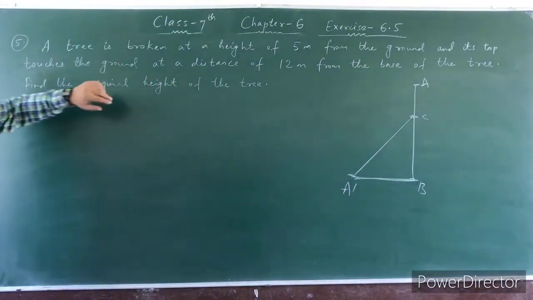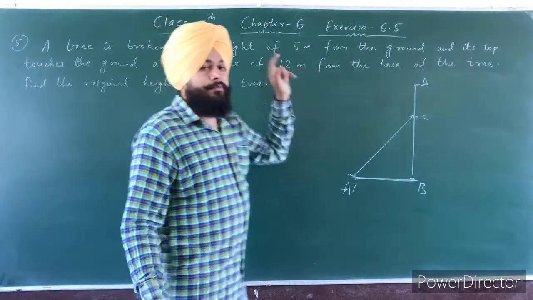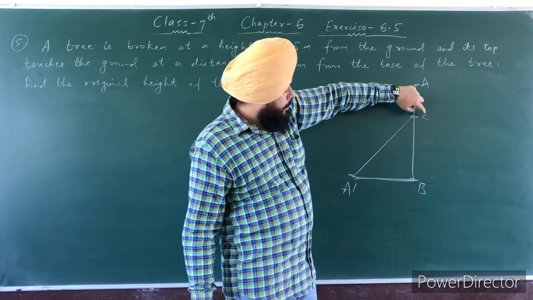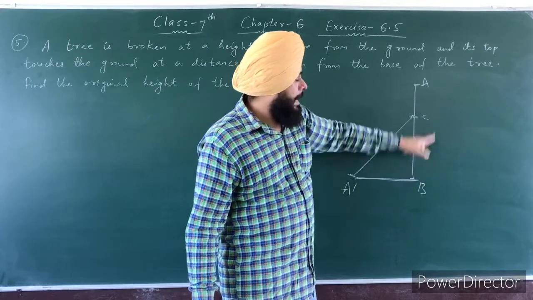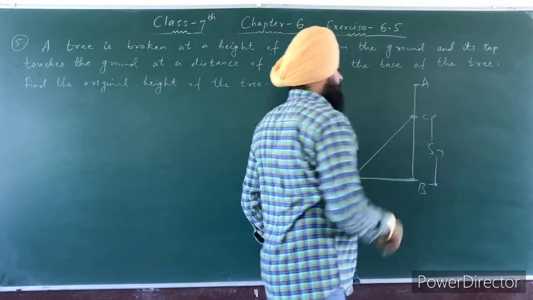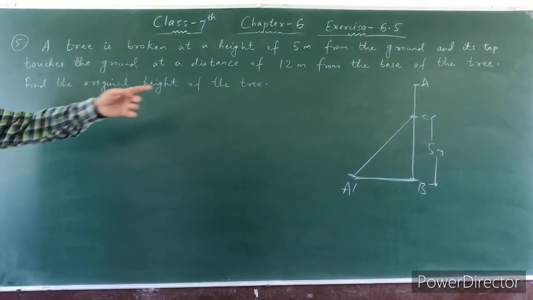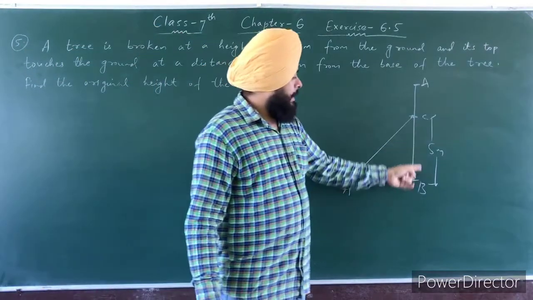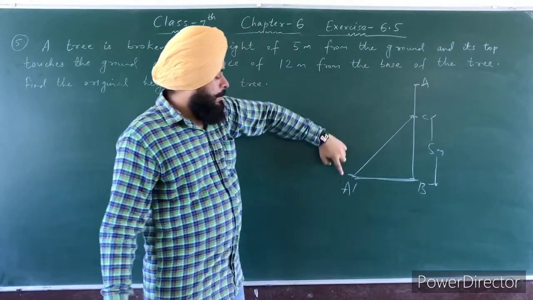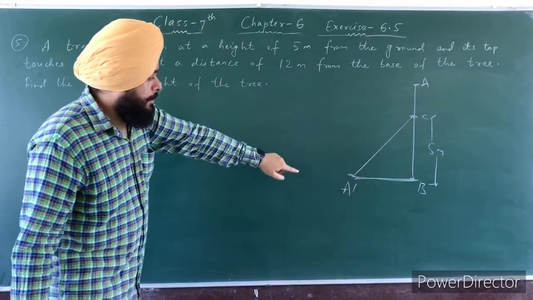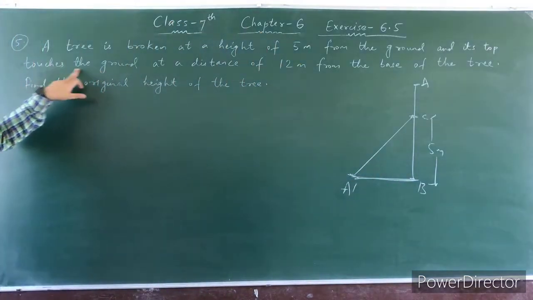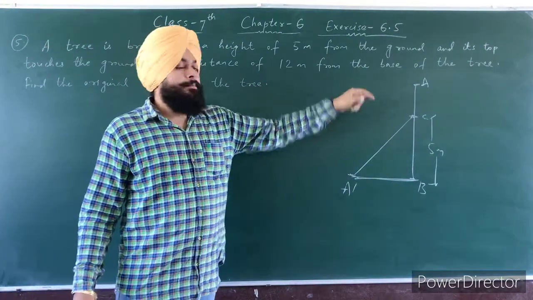Alright. So read the question again. A tree is broken at a height of 5 meters from the ground. The tree is broken from this point C, and that point is at a distance of 5 meters from the ground. And when the tree is broken, its top touches the ground at point E dash, and the distance between that top and the base of the tree is 12 meters.